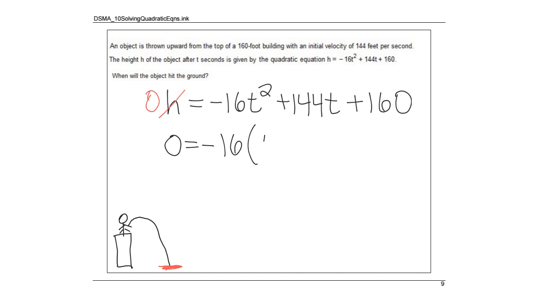Now, we have to be careful because it's negative. So the first term is now going to be t squared because I divided by negative 16. Negative 16 divided by negative 16 gives me 1. In the middle, I had 144 divided by negative 16. Whoops. So that's actually going to give me a negative number, right? It's positive 144 divided by negative 16, so I get negative 9t. And then finally, I have 160 divided by negative 16, which gives me negative 10.